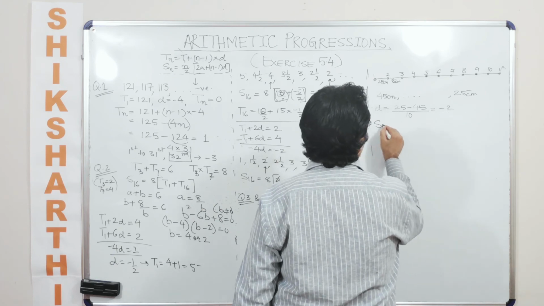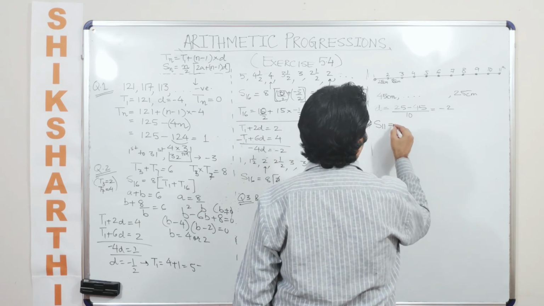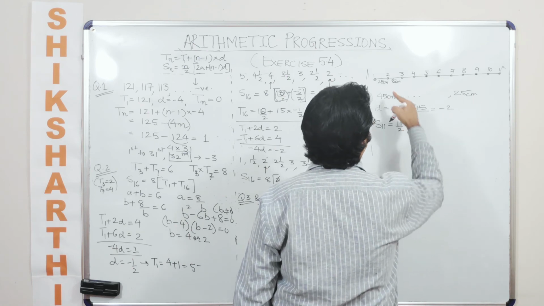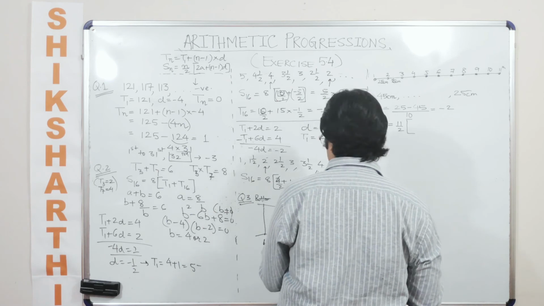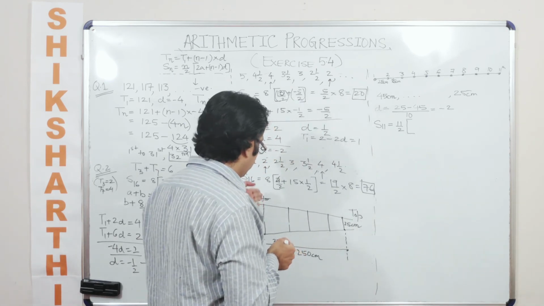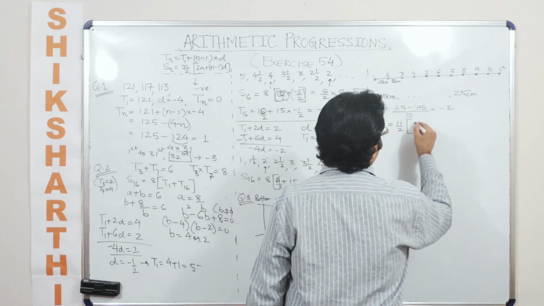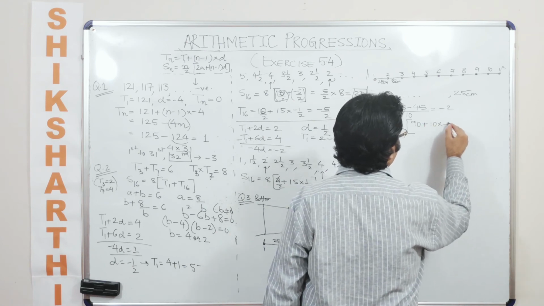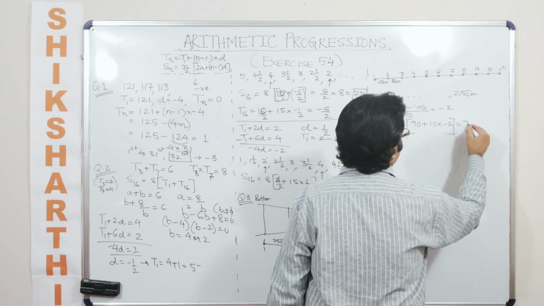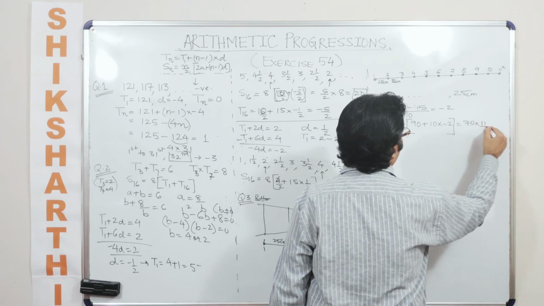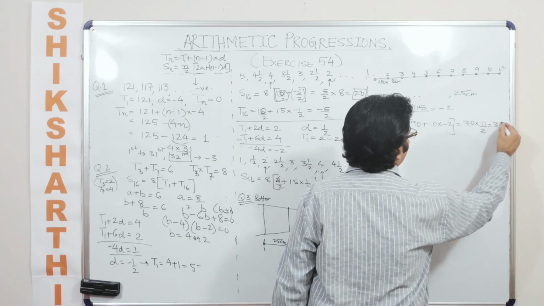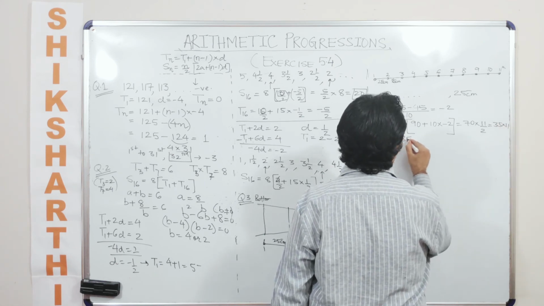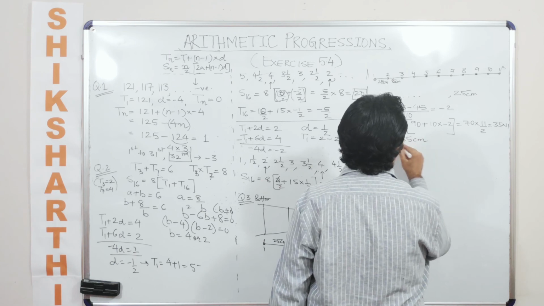So sum of 11 terms will be equal to n by 2, which is 11 by 2, times 2a. So we are talking about which is the first one here. So we start off with the bottom one. So the first one was 45 centimeters. So this becomes 90 plus n minus 1, which is 10, into d. So can I say this is nothing but 70 into 11 by 2, which can be further written as 35 into 11, and this further on can be written as 385 centimeters.